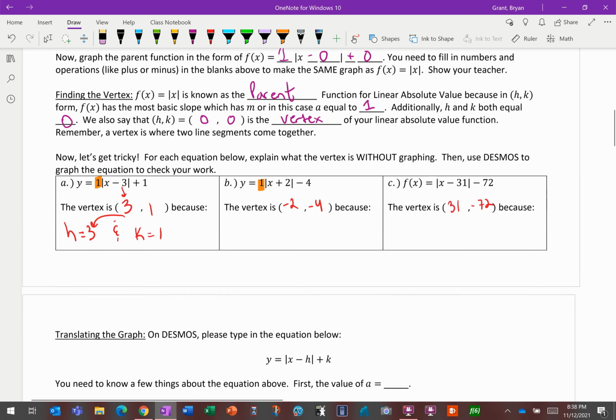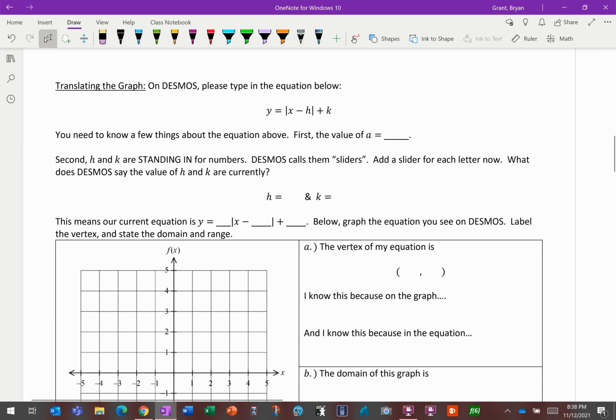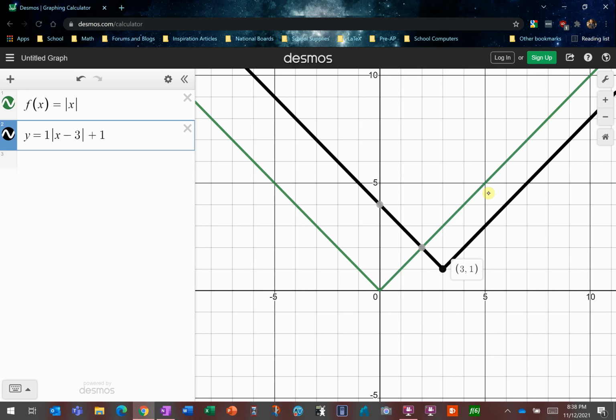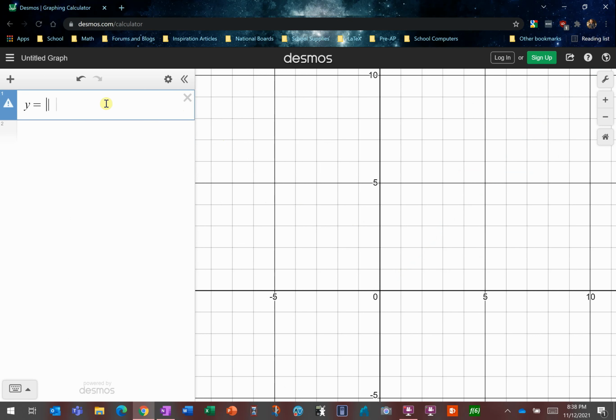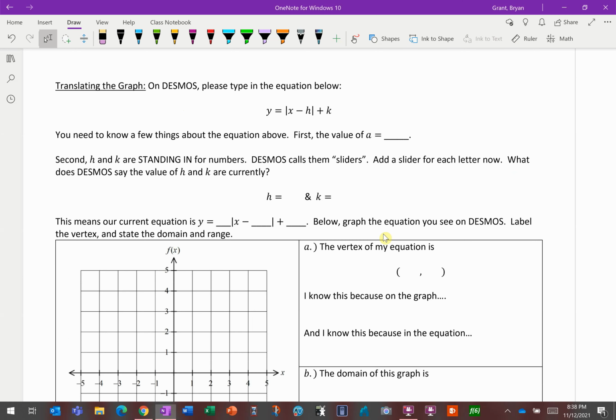Okay, so let's go ahead and take a peek at this next part. On Desmos, please type the equation below. Okay, so our equation looked like this. It was y equals absolute value x minus h plus k. You'll notice nothing shows up, and that's okay. That's what's supposed to happen.